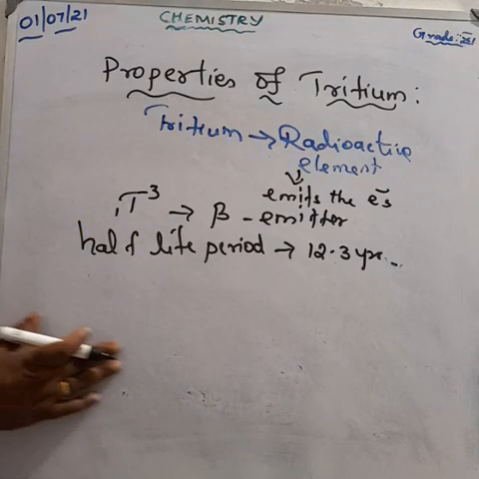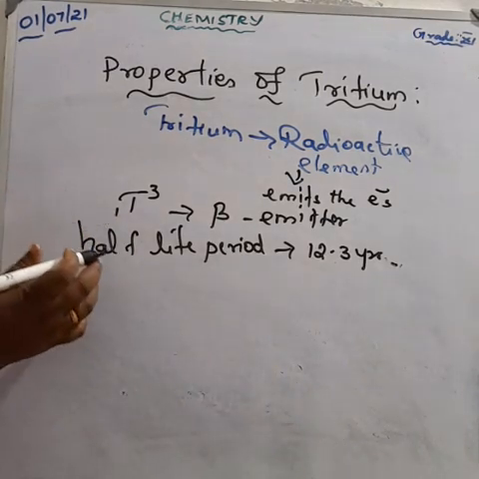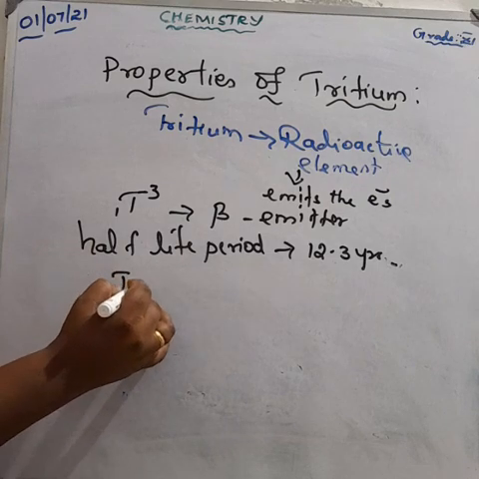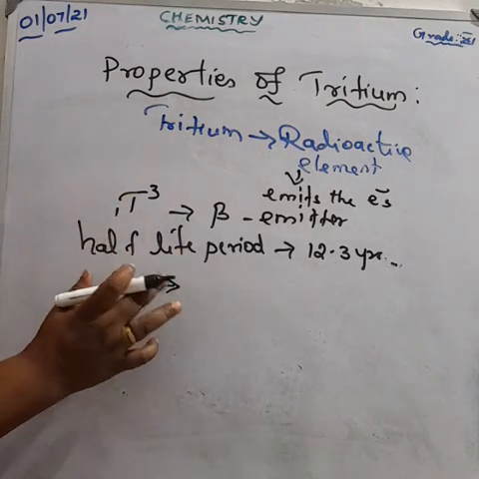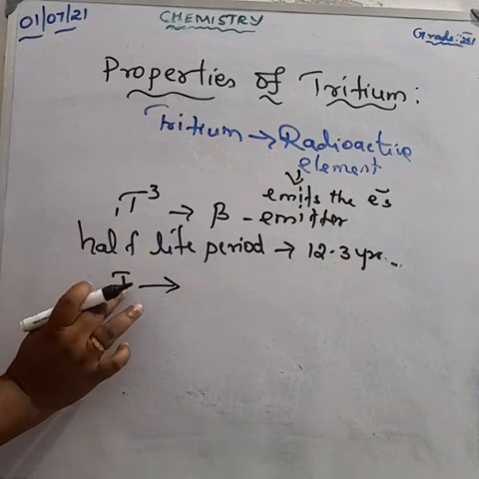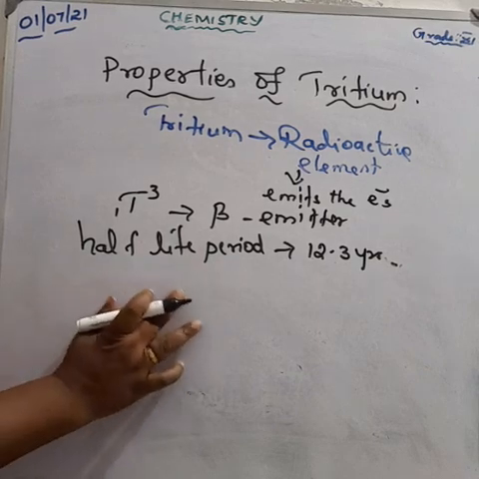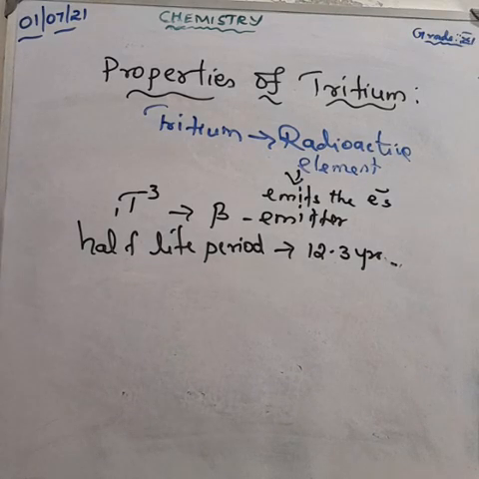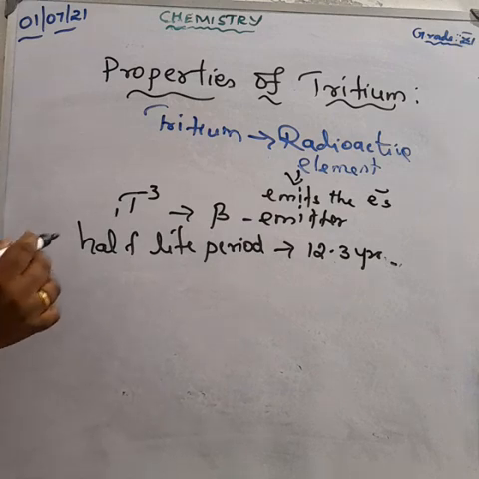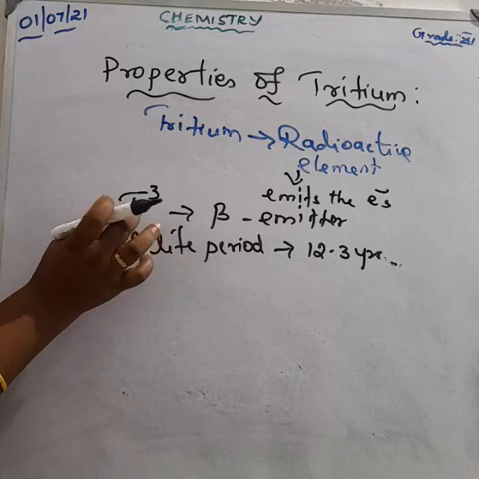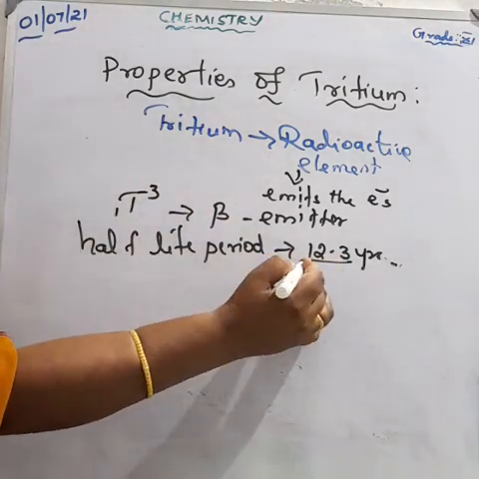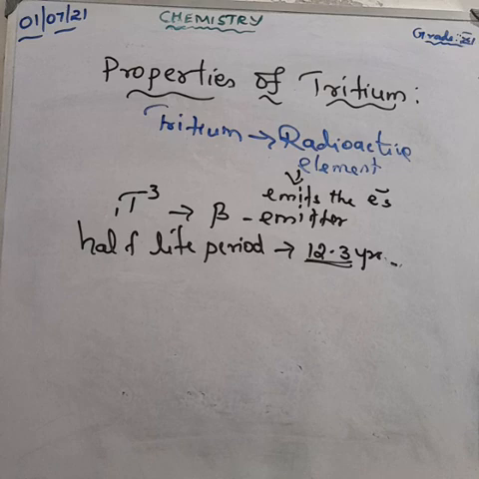The amount of time it takes to disintegrate or decay by half of its initial amount, that is called the half-life period. Here the tritium atom takes 12.3 years to disintegrate to half of its initial amount, by emitting electrons, beta rays.